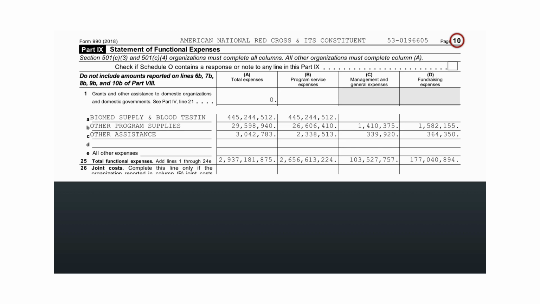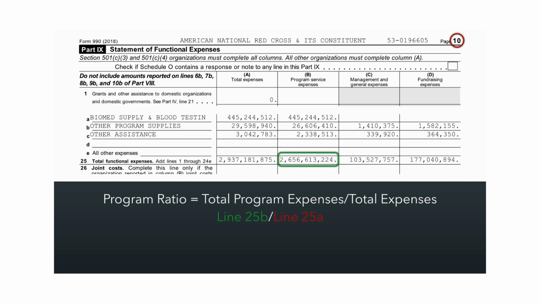And so the way we're going to use these numbers is to calculate the program ratio. And the way we do it is we're going to be dividing total program expenses by overall total expenses. Or in other words, we're going to be taking line 25B and dividing it by line 25A. And these are big numbers, but when you do them in a calculator, you get 90.4%, which is the program ratio that the Red Cross had for last year.